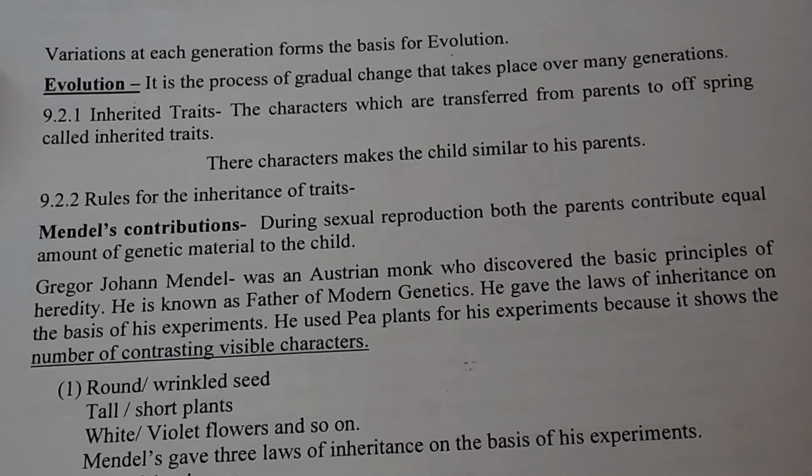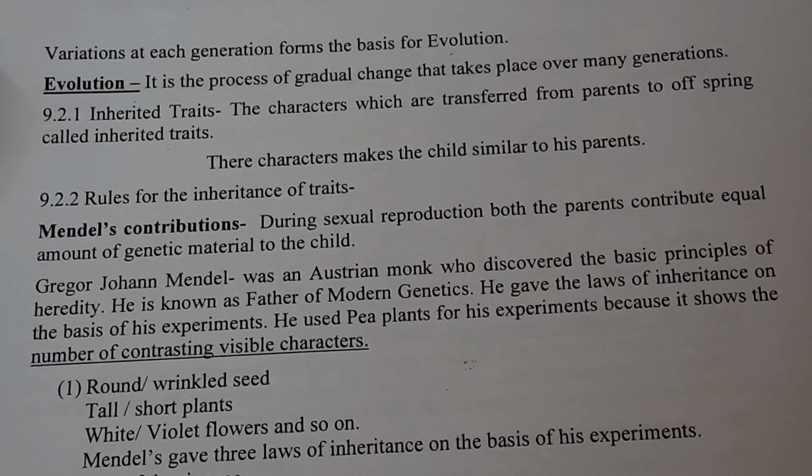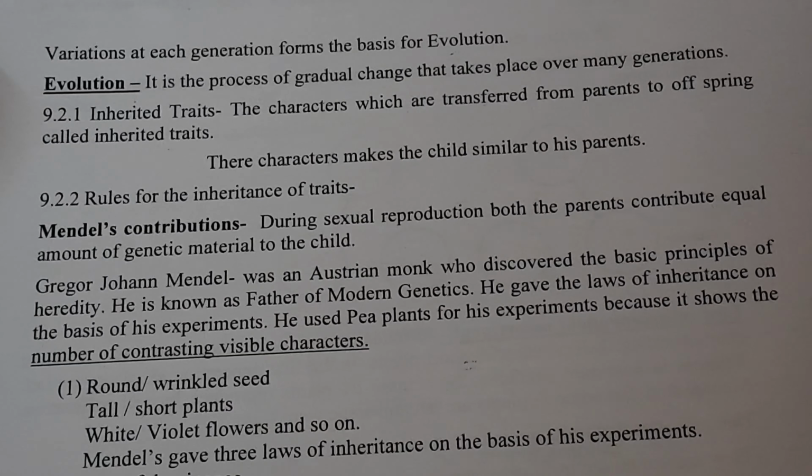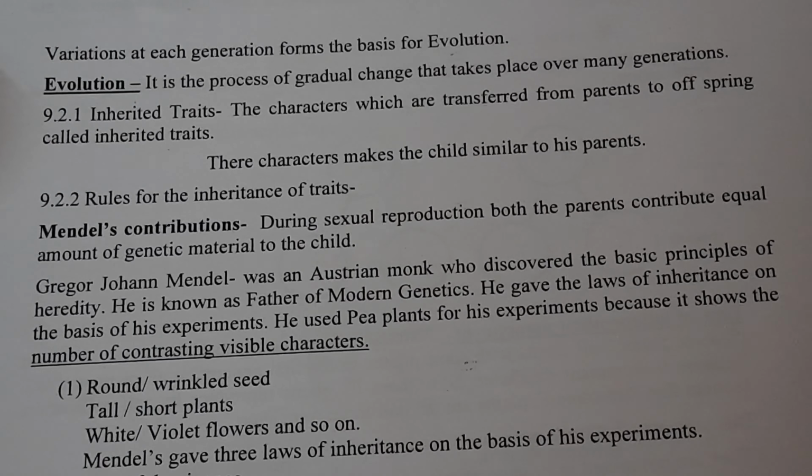He used the pea plant for his experiment because it shows a number of contrasting visible characters. He chose the pea plant because it shows many characters: round seeds, wrinkled seeds, tall plants, short plants.